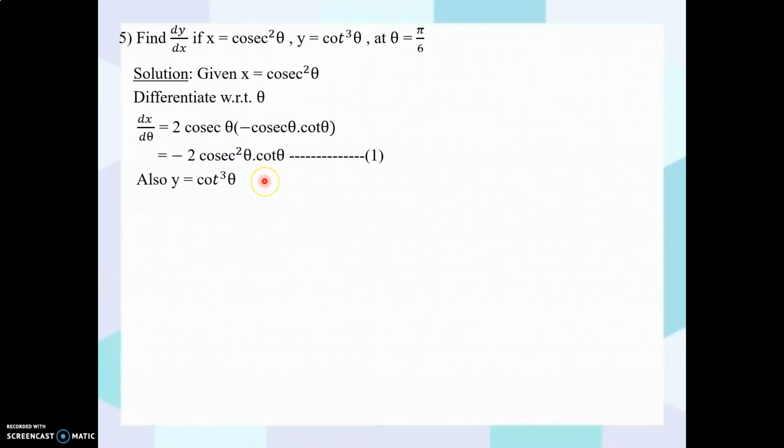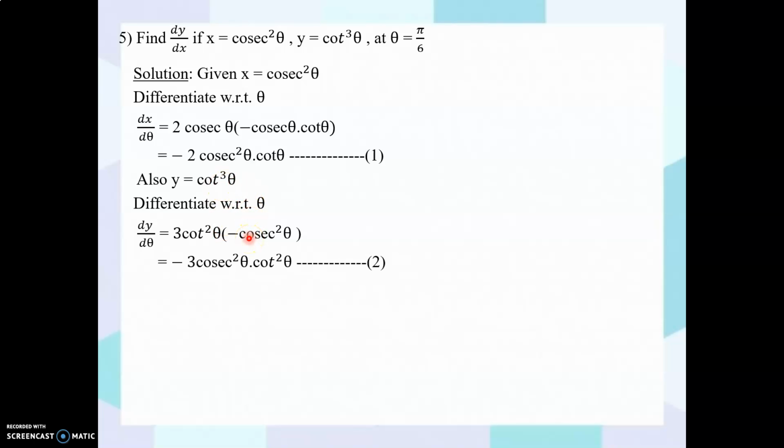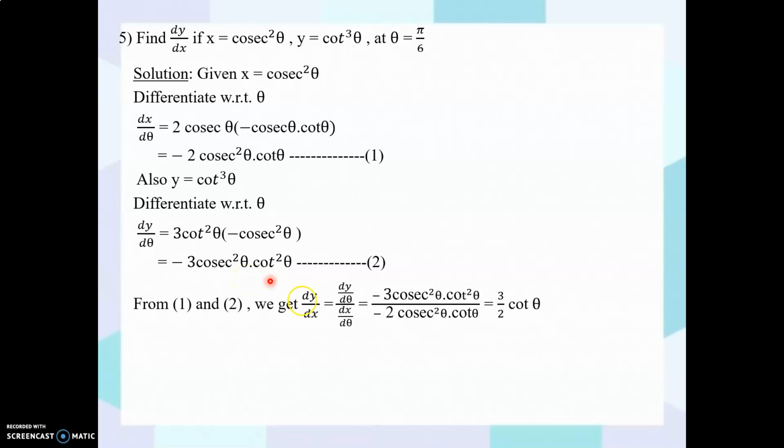Similarly, y is equal to cot cube theta is given. Differentiating, this is again x raised to n format. So 3 cot square theta into derivative of cot theta, which is minus cosec square theta. Adjusting, minus 3 cosec square theta into cot square theta is equation number 2. From equation number 1 and 2 we will get dy upon dx is equal to dy upon d theta upon dx upon d theta. After substituting these two values and after cancellation, cosec square theta cancels, and one of the cot theta cancels. Only one cot theta is remaining in the numerator. So 3 upon 2 cot theta is the answer for dy upon dx.